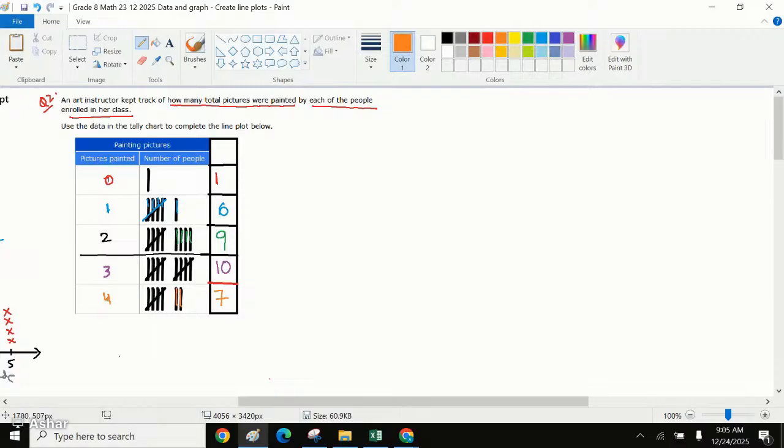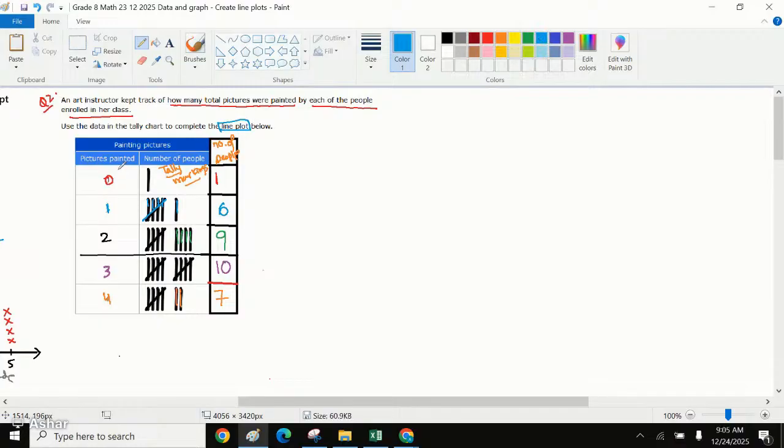Agreed? So these are the number of people. This is the number of people we found over here. Because tally markings were given, this is called tally markings, right? So the tally markings were given, we changed them into numerical values. Now we need to draw the line plot graph.